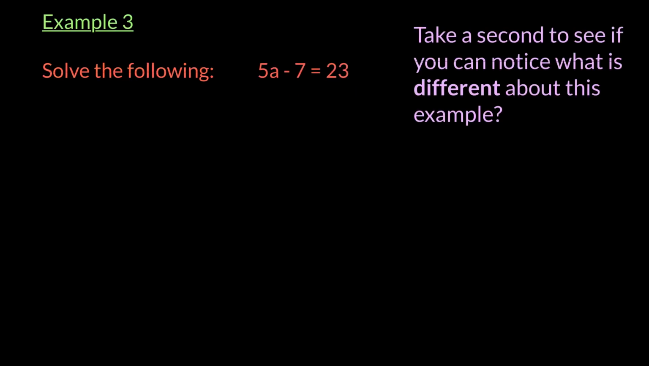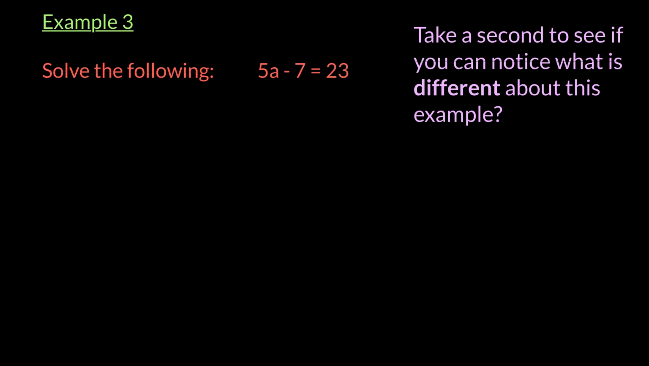Before we talk through example 3, can you have a little look and see if you can notice what's different about this one compared to the previous two examples. Our previous example was 2x plus 3 equals 13, and before that, we had 3x plus 8 equals 35. The difference here is that with this equation, we have a takeaway sign in the middle. We have 5a minus 7 equals 23, and we're going to solve this equation to find the value of a.